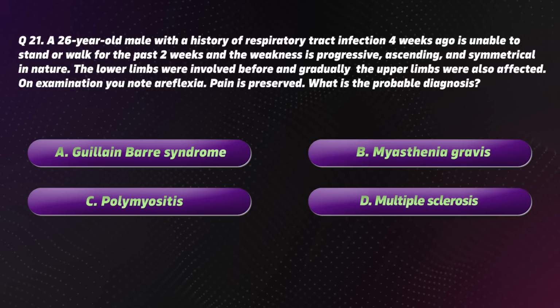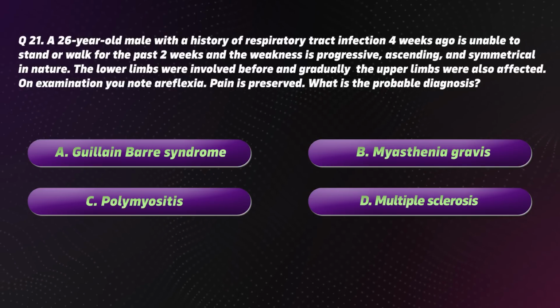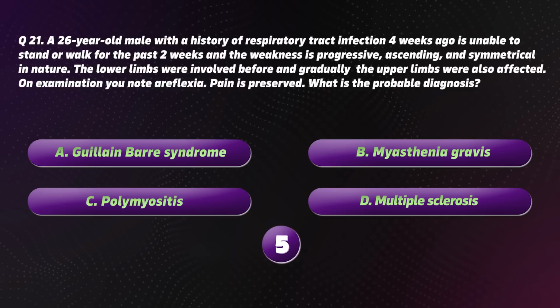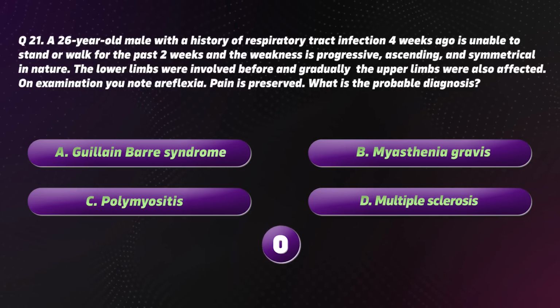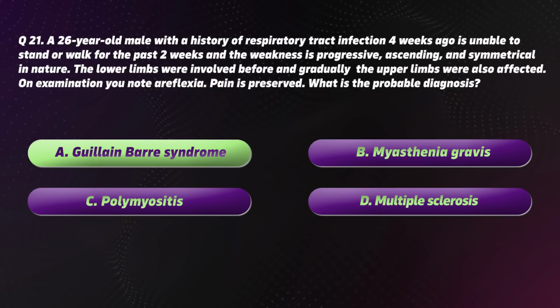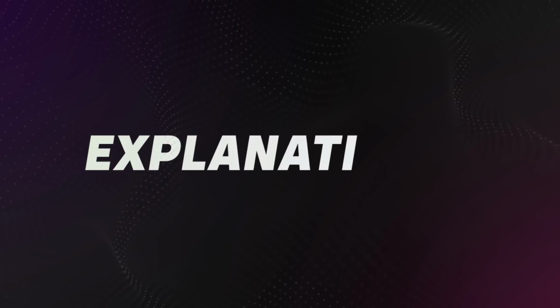Here are the options. A. Guillain-Barre syndrome, B. Myasthenia gravis, C. Polymyositis, D. Multiple sclerosis. And the correct option is A, Guillain-Barre syndrome. Here is the explanation.